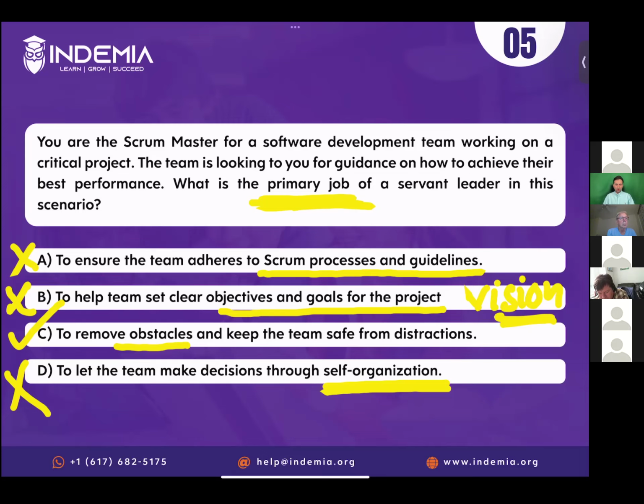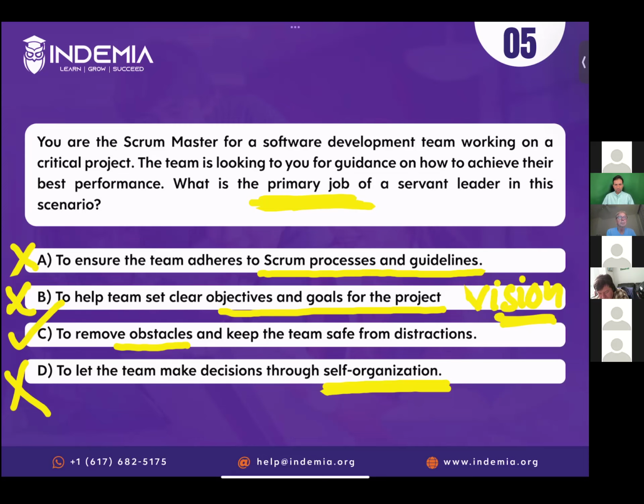Yeah, so option D, which is let the team do, you're not guiding actually. So even in option D, you're not guiding. The main question is what's the primary job of a servant leader? Sometimes you have information in the question, but you should focus on what is being asked in the question. What should a servant leader do? A servant leader should remove obstacles and keep the team safe from distraction. So this is how the work is managed. None of the options is where the servant leader is interfering in the affairs of the team.